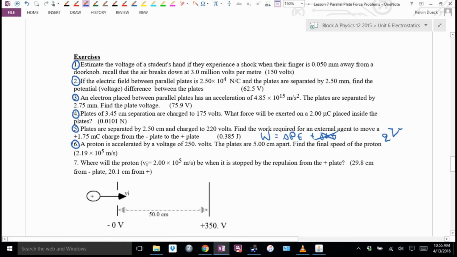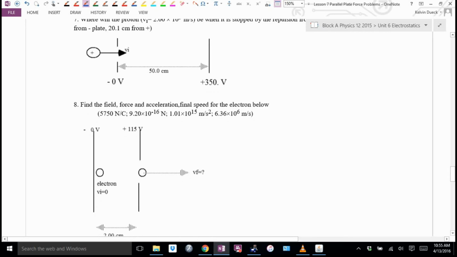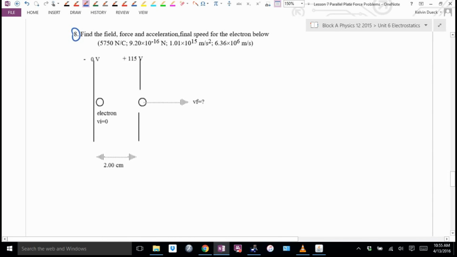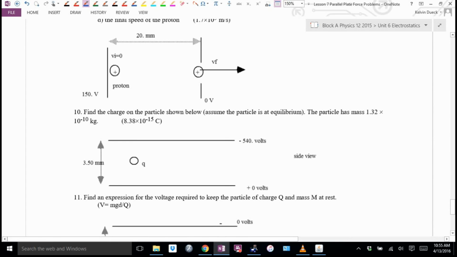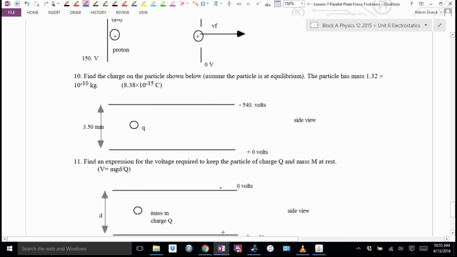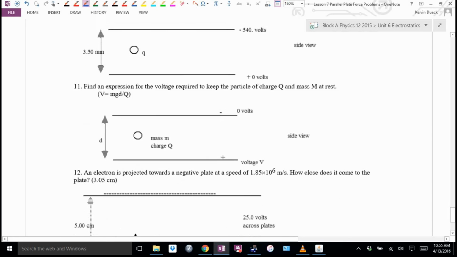Colin, what's number 6 asking me to find? You might be able to do that using energy, or you could find the force, find the acceleration, and find V final, like we did. We talked about with that one that wasn't going to pass the speed of light. 8 is good. I skipped 7. 9 is good. 10 is good. We already did 11.